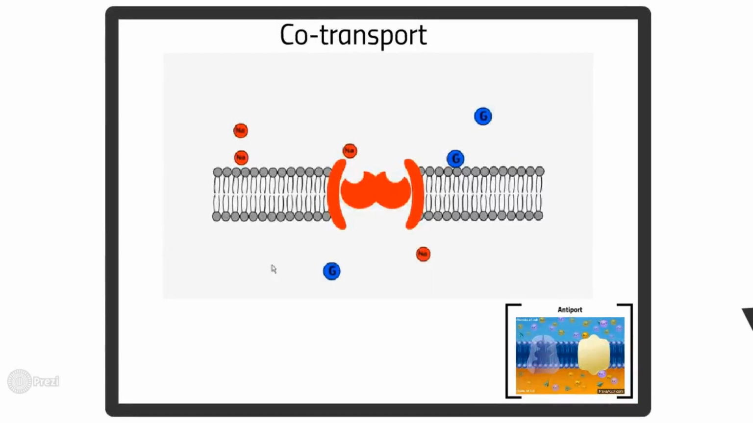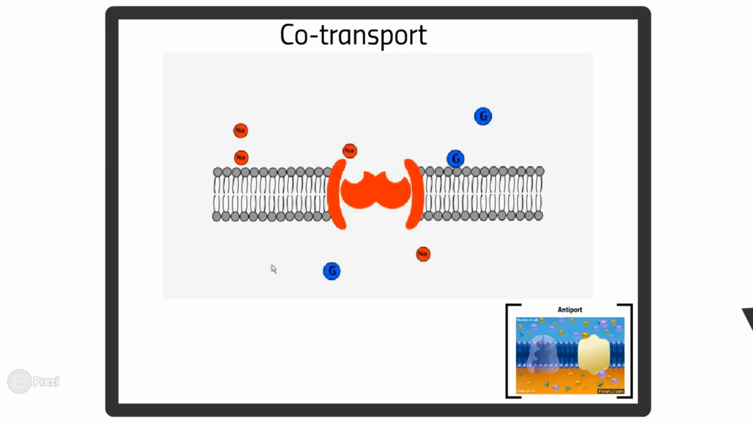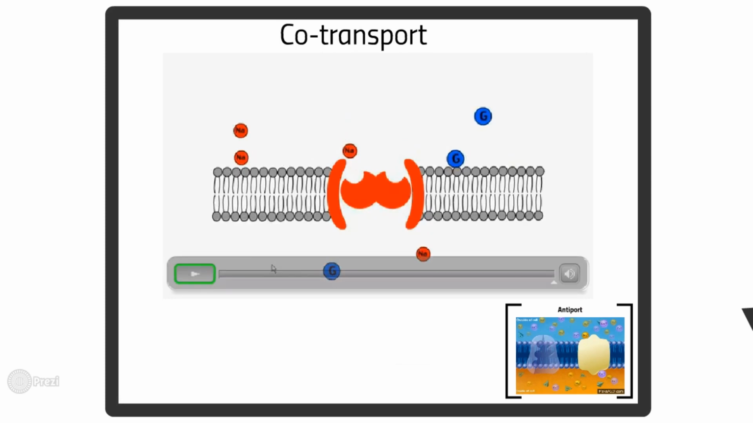Co-transport, a form of active transport where a transport protein in the cell membrane couples the movement of molecules through the transport protein with the movement of another molecule through the transport protein. There are two types of co-transport.